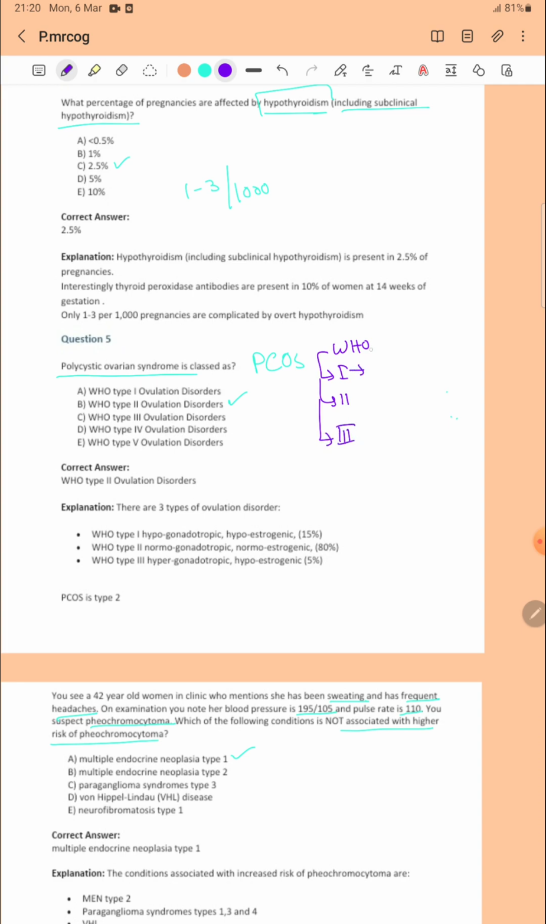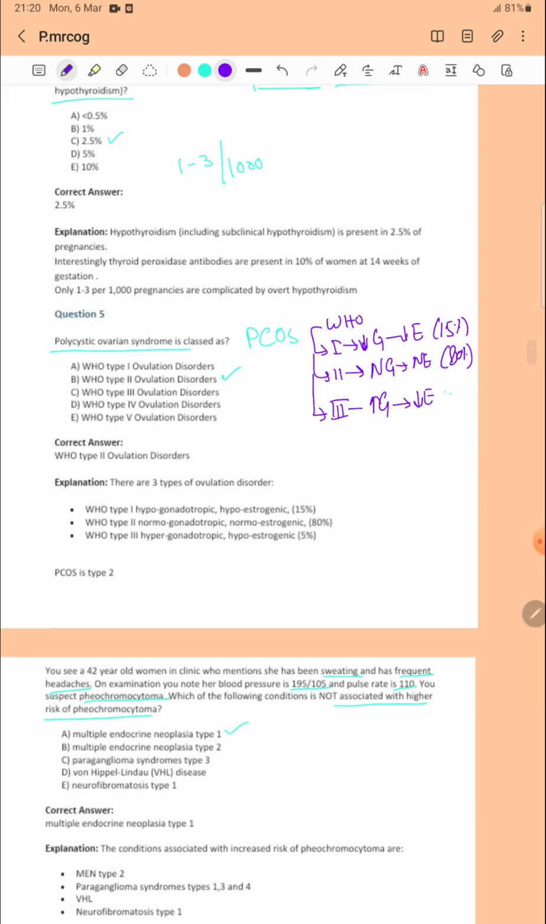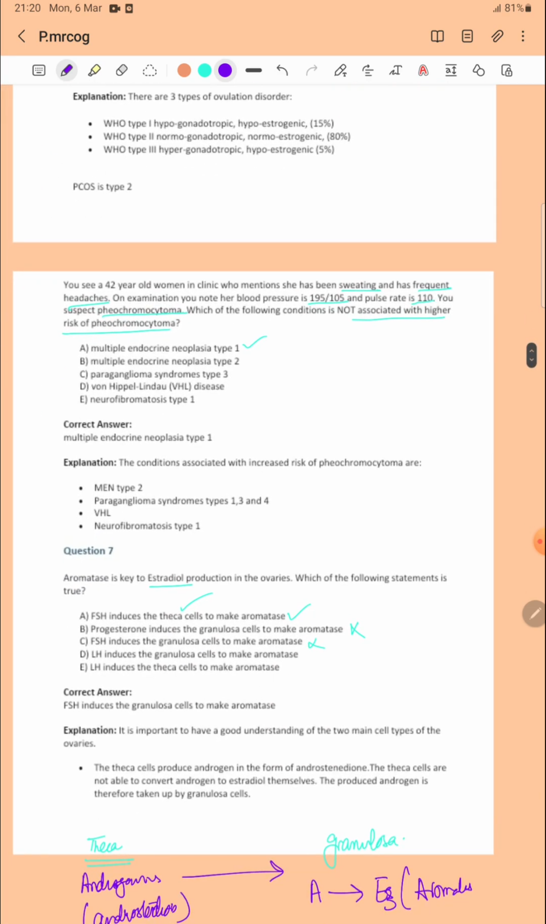In type 1 there is hypogonadotrophism, which leads to a hypoestrogenic state, and it occurs in 15% of the cases. Type 2 is normogonadotrophic and normoestrogenic, and it occurs in 80% of the cases, and PCOS is an example of type 2. In type 3 there is increased gonadotrophin, leading to a hypoestrogenic state. It occurs in 5% of the cases.